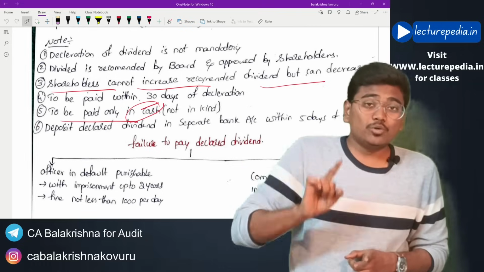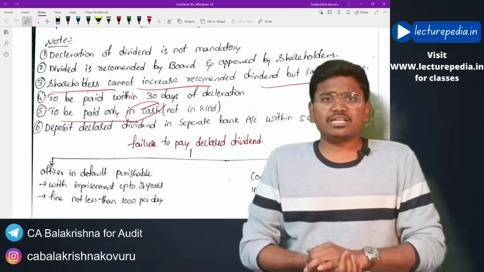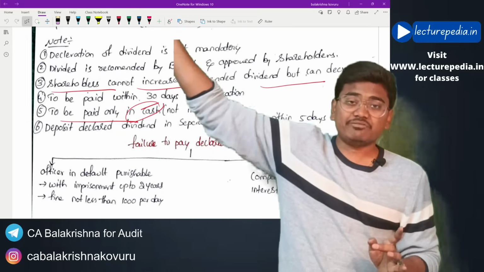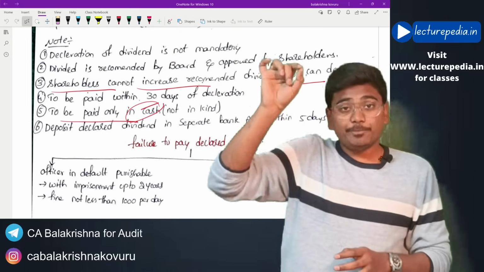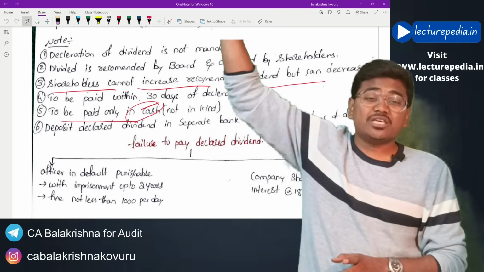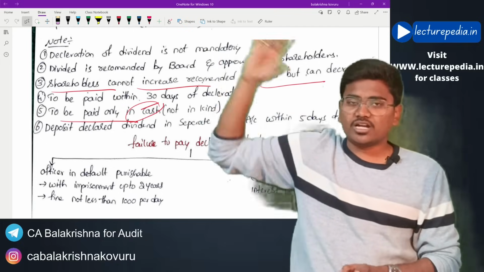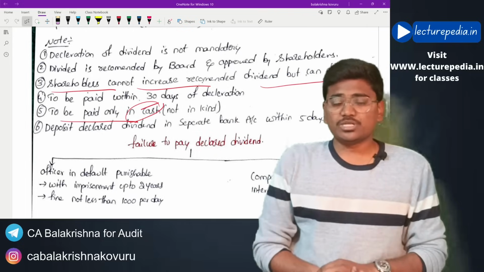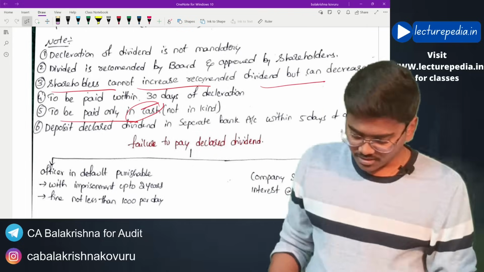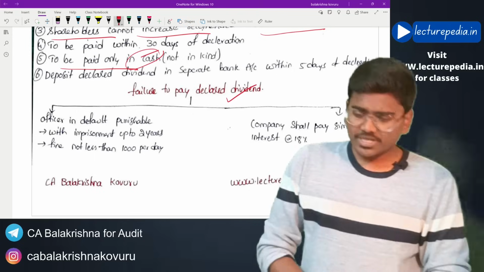If the amount is present in that unpaid dividend account for a period of 7 years, then that amount has to be transferred from the unpaid dividend account to the IEPF account. To this Investor Education and Protection Fund, the unpaid or unclaimed dividend has to be transferred. This is the procedure. Next, failure to pay the declared dividend.